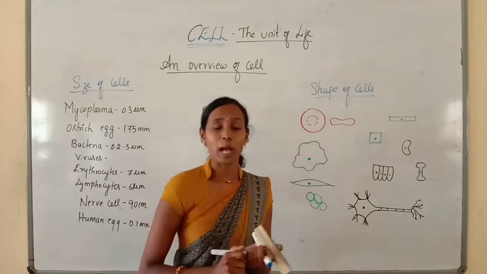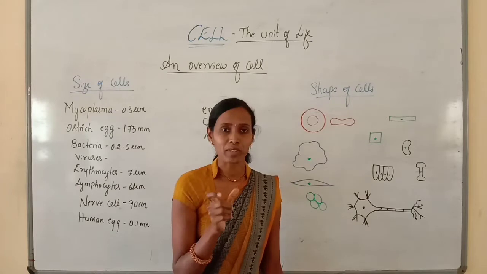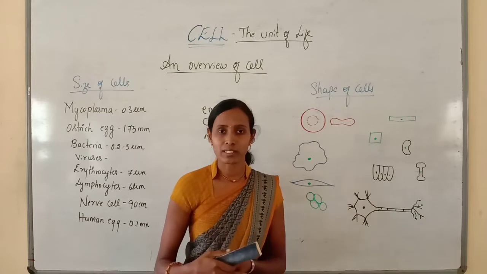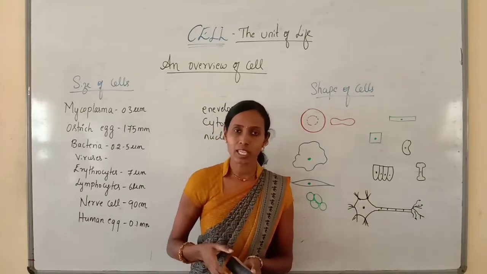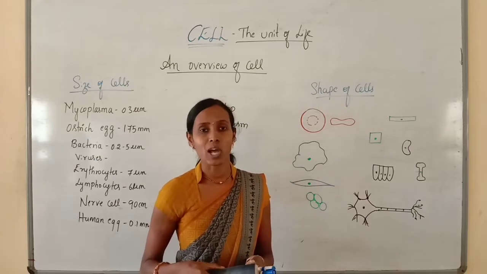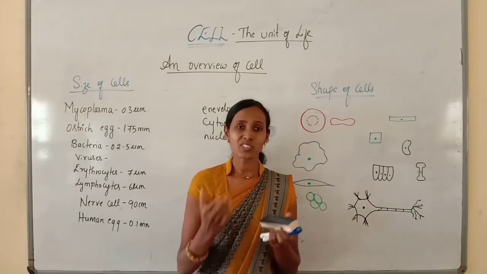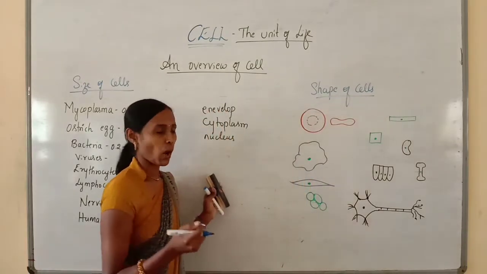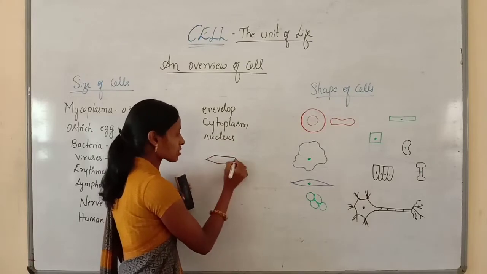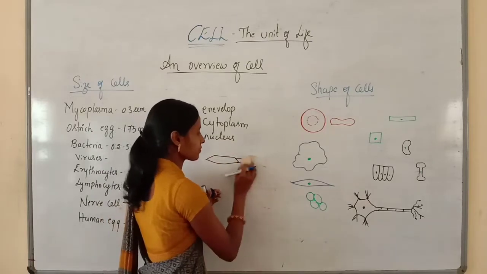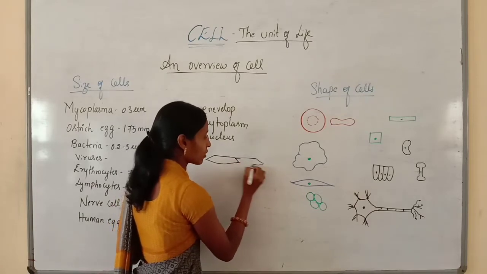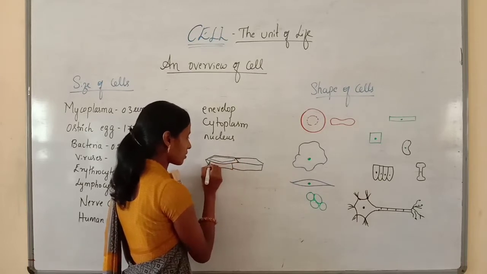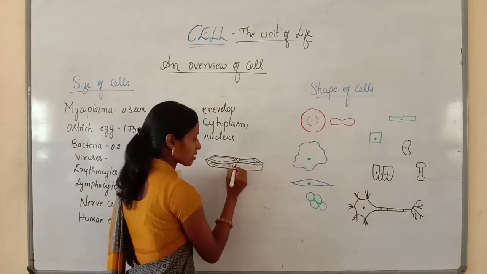You may have earlier observed the cells in an onion peel under the microscope. In your previous classes you have learned that. Just recall what type of cells you observed under the microscope by taking the onion peel. When you look at the cells of onion, they look like this. The cells are usually rectangular or polygonal in shape. So these are the cells of onion.